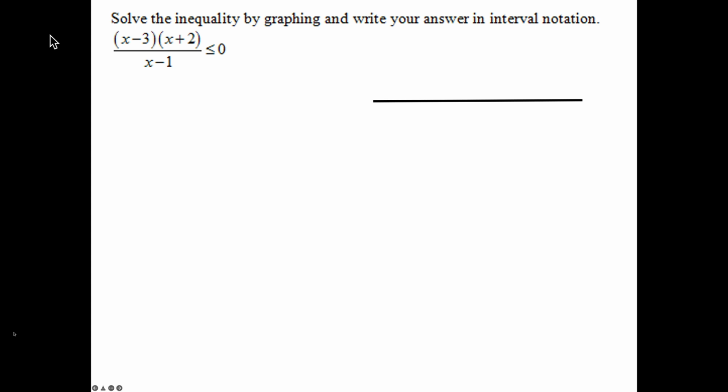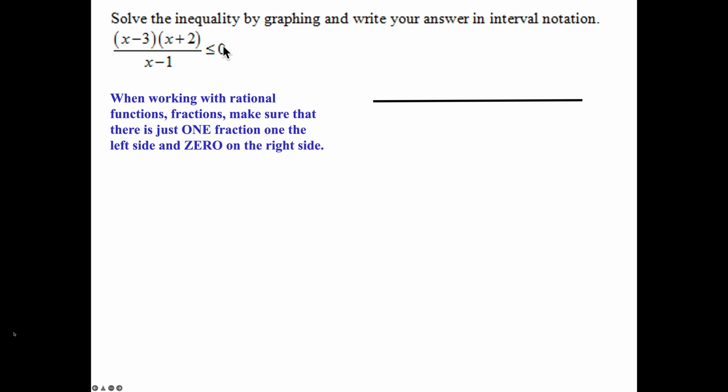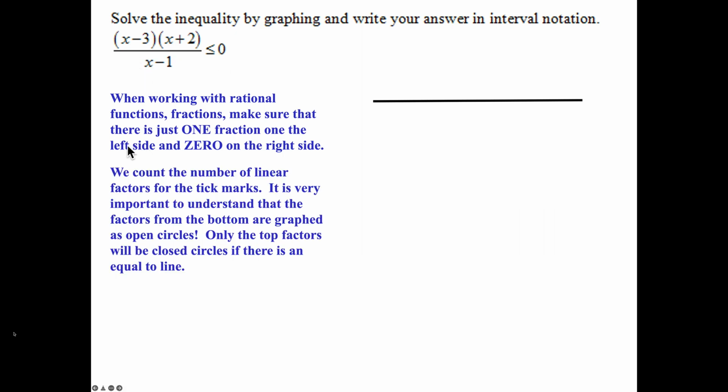Start graphing rational inequalities. So again, we always want to have 0 on the right-hand side. We want to make sure your rational fraction is just one fraction. And if it's not in factored form like this one is, we'll have to factor it. So everything's ready to go. So what we're going to do is count the number of our linear factors. There's 1, 2, 3, so we'll need 3 tick marks.